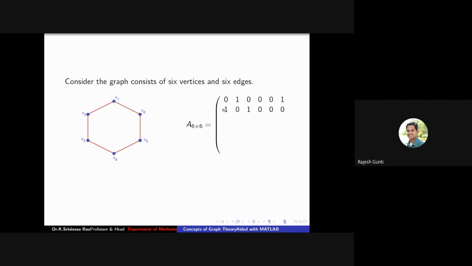Like this. Suppose V2 to V1, this is the 2 1 element. There is an edge from 2 to 1, so 1. V2 to V3, there is an edge from V2 to V3. Like this, if you write a matrix, this matrix is called the adjacency matrix.